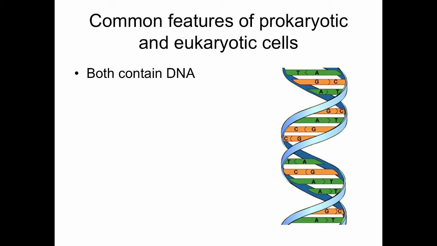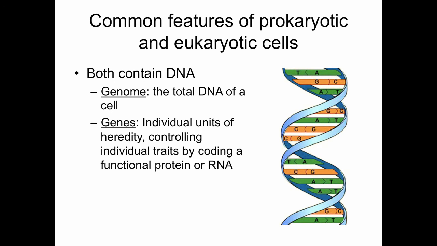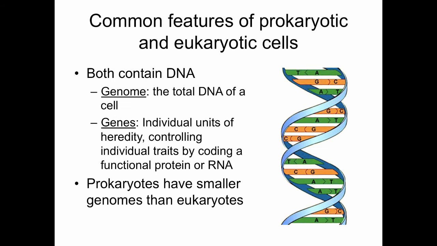So common features of prokaryotic and eukaryotic cells. They both contain DNA. The genome is the total DNA within a cell. Genes are individual units of heredity, containing individual traits that are encoded to make a functional protein or RNA. Prokaryotes have smaller genomes than eukaryotes, meaning that prokaryotes have fewer genes compared to eukaryotic organisms.